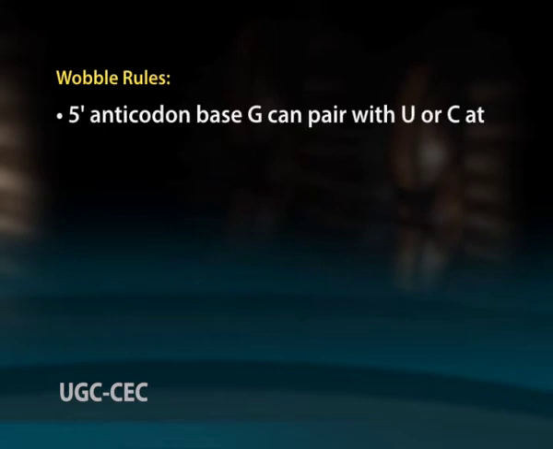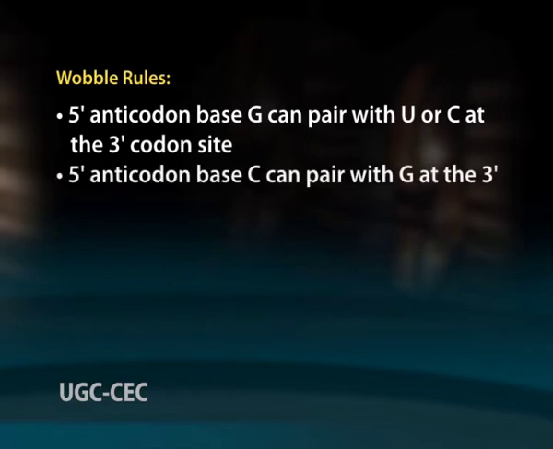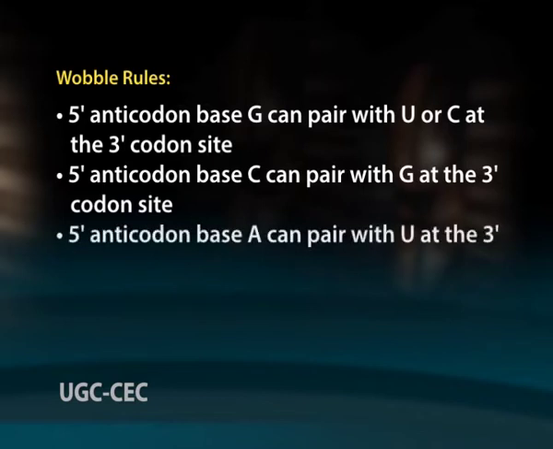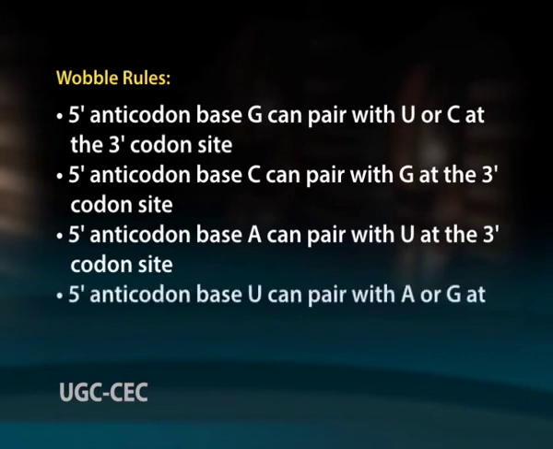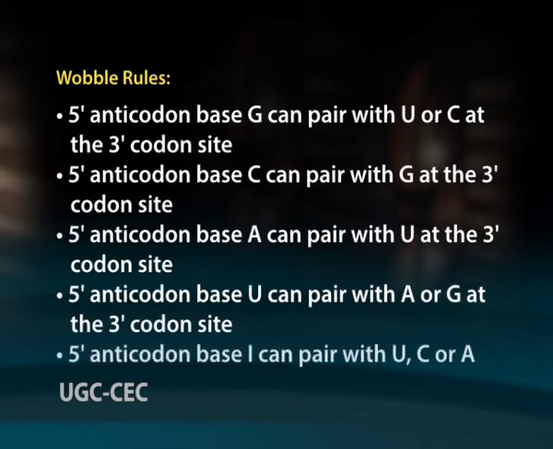The wobble rules. 5' anticodon base G can pair with U or C at the 3' codon site. 5' anticodon base C can pair with G at the 3' codon site. 5' anticodon base A can pair with U at the 3' codon site. 5' anticodon base U can pair with A or G at the 3' codon site. 5' anticodon base I can pair with U, C or A at the 3' codon site.